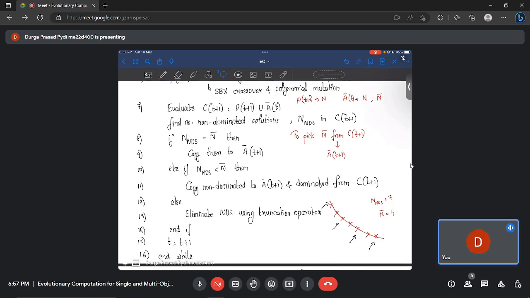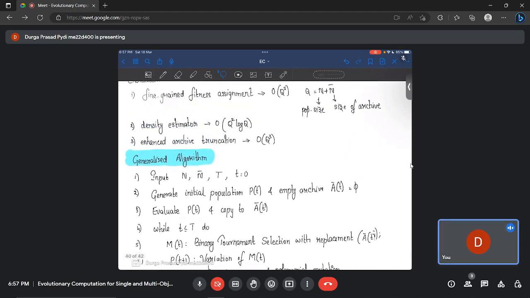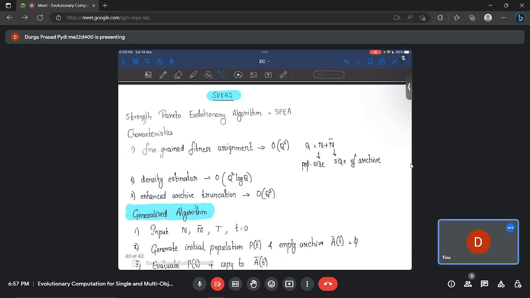Basically, we calculate distance for each one of them and see which one to remove. Remove one point and calculate the distances. So how to remove the point? From one point we calculate all the distances and remove the point which has the minimum distance. This is called the truncation operation. That is the truncation operator. That is the step. So the enhanced archive truncation.